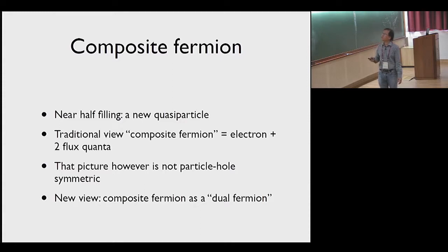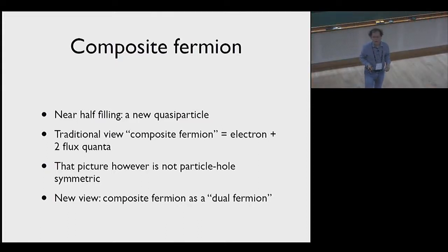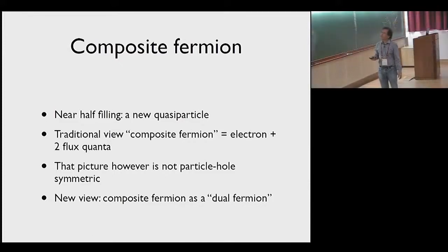This picture has been known to be not particle-hole symmetric. The physics of the lowest Landau level has a symmetry when we change particles into holes, while this picture relies on the electrons but not on the holes. The more modern viewpoint on the composite fermions is that it is some kind of a dual fermion that arises when we formulate the theory of electrons in a lowest Landau level as a dual theory.